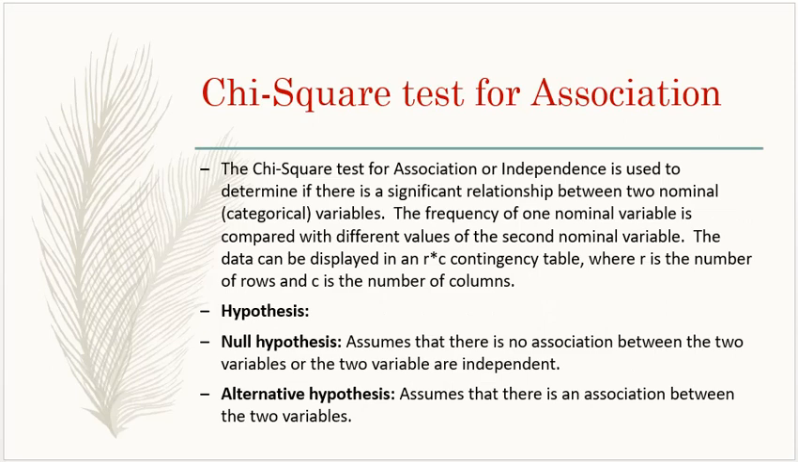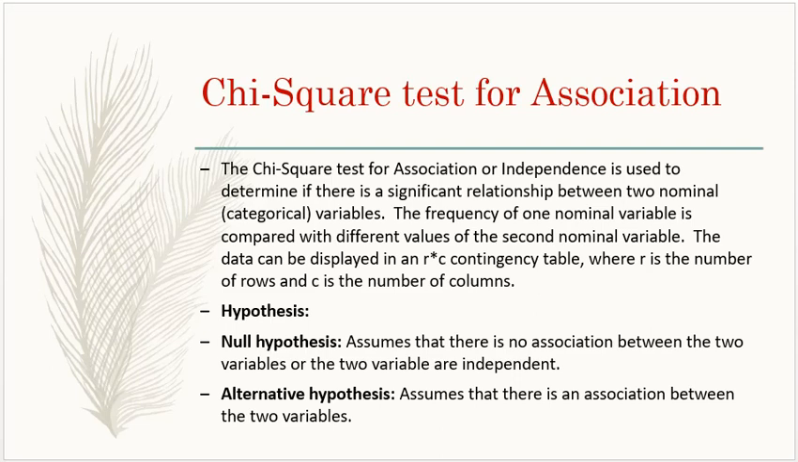Okay, now we go to the chi-square test of association. The chi-square test of association or independence is used to determine whether there is any significant relationship between two nominal or categorical variables. For example, if you have two characteristics, drinking habit and smoking habit, whether the drinkers will smoke or not. Whenever you have two characteristics to consider, whether one is related to the other, we say that there is an association, and for that we have to check whether they are related.